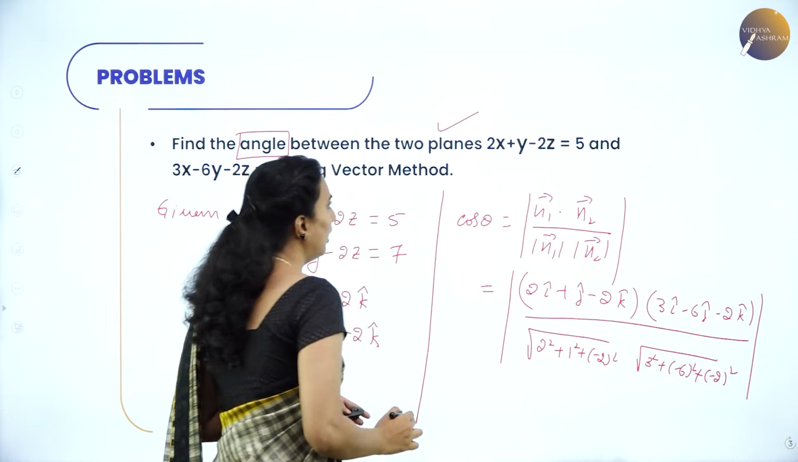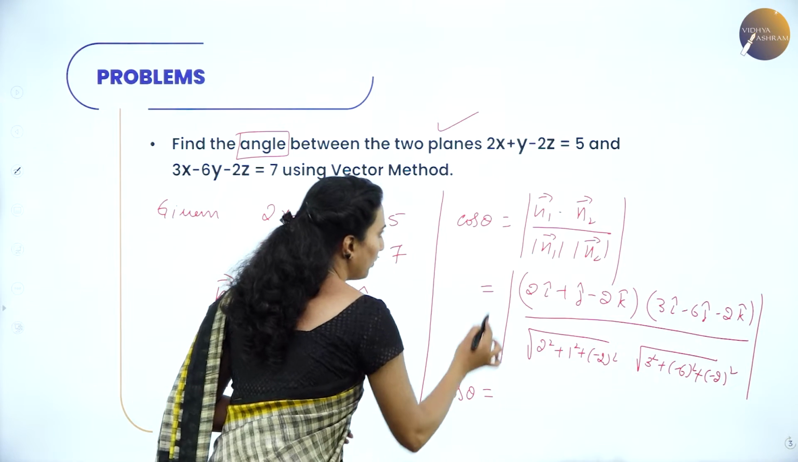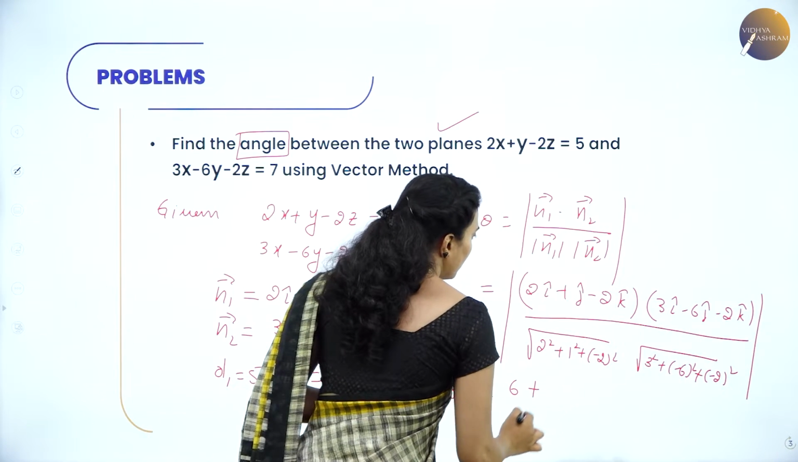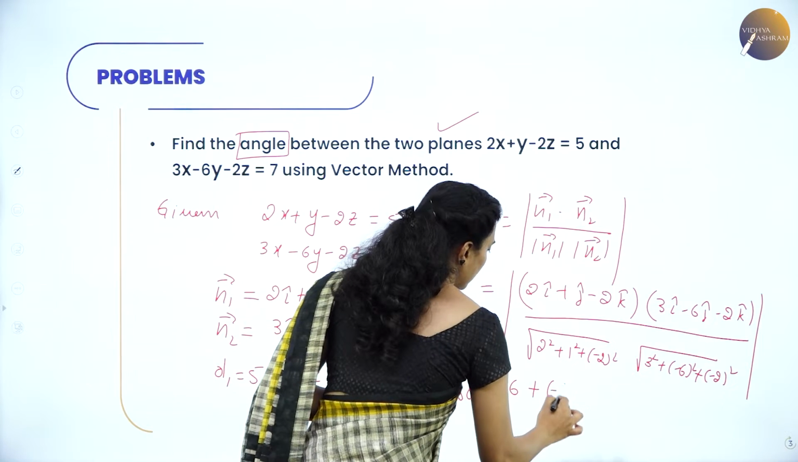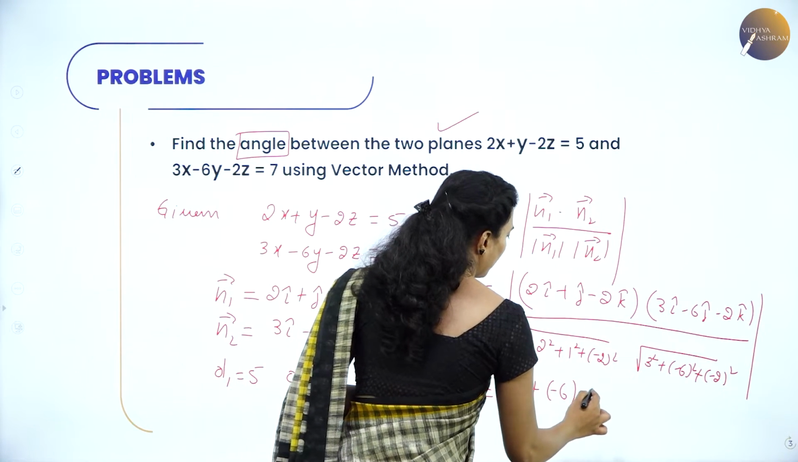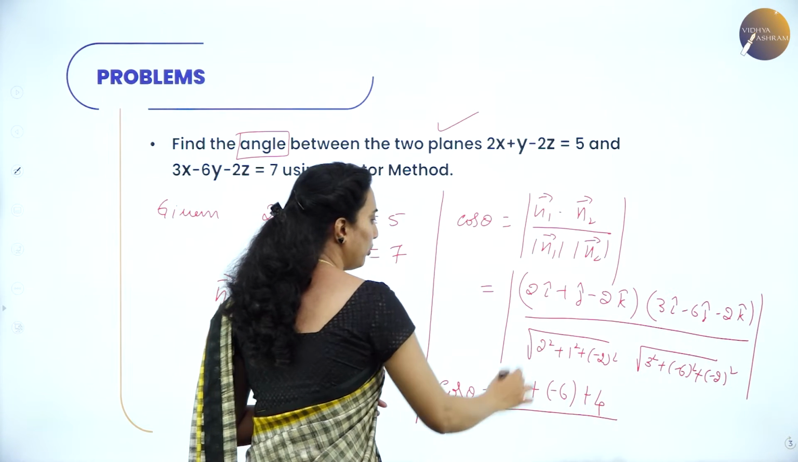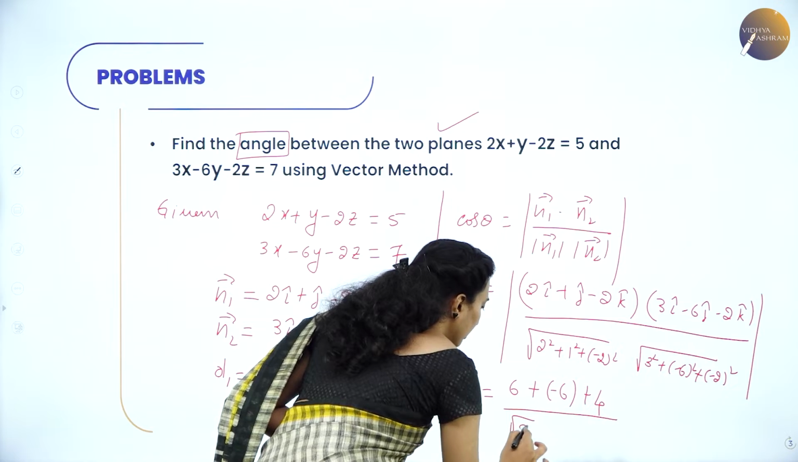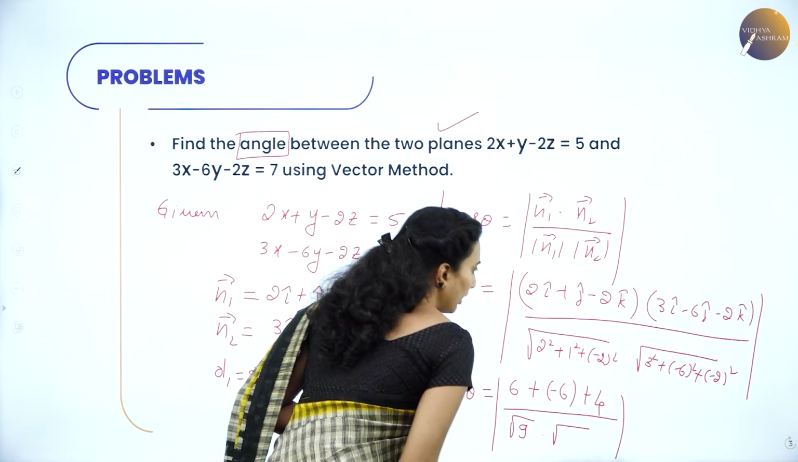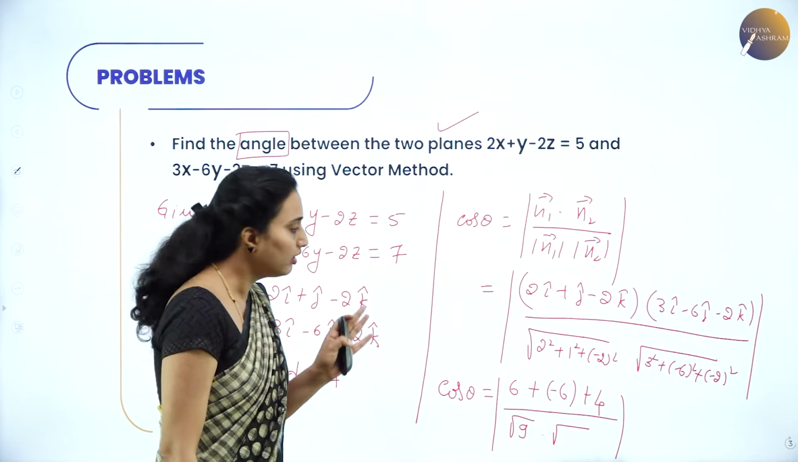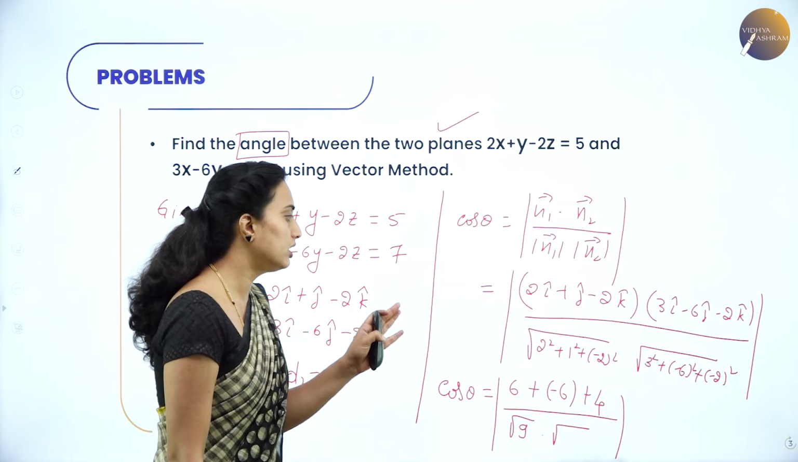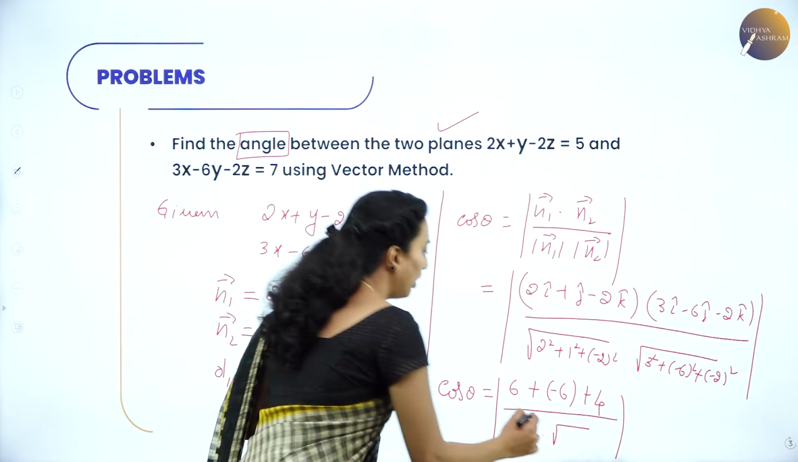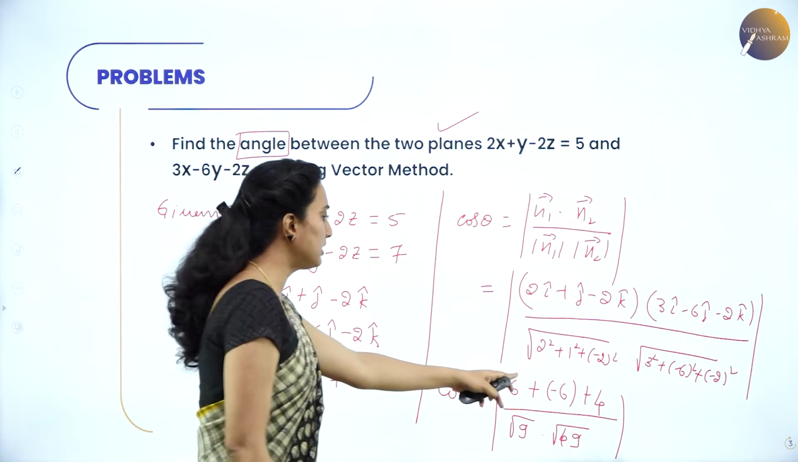So therefore, cos theta is equal to 2 into 3, which is nothing but 6, again plus 1 into minus 6, which is nothing but minus 6, right? So minus 6, again minus 2 into minus 2, which is nothing but plus 4, divided by the square root of 2 squared is 4, again 2 squared is 4, 4 plus 4 is 8, plus 1 is 9, under the root 9, into under the root of 3 squared, which is 9. Again 6 squared is 36. 36 plus 9 gives you the value 45. So 45 plus 2 squared is 4, 49. So under the root 49.